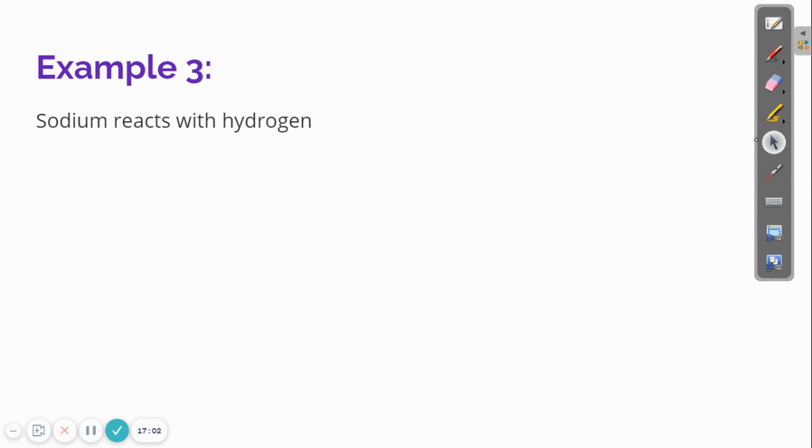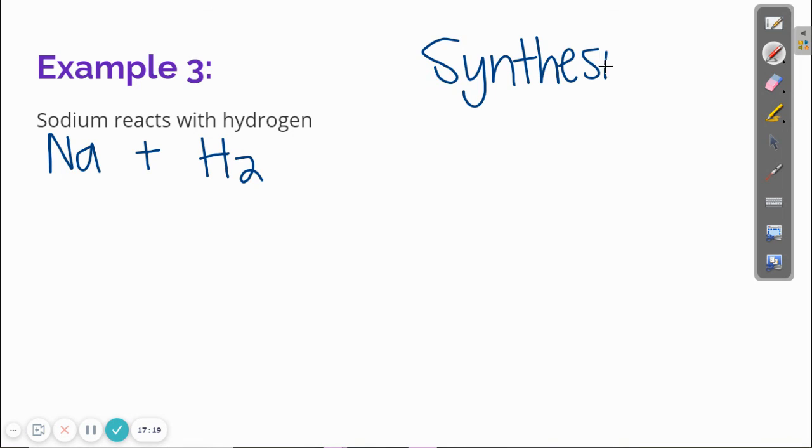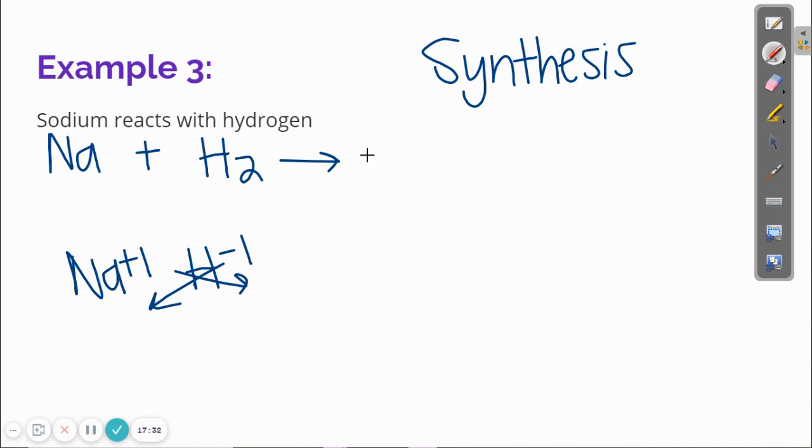All right, it's sodium reacts with hydrogen. So sodium is just Na. It's not a diatomic, so I'm just writing itself. Reacts with hydrogen. Hydrogen is a diatomic, so it's H2. I have two reactants, two elements. So what I have here is a synthesis reaction. So in a synthesis reaction, I have two elements. I'm going to come up with one product. So Na is my metal, hydrogen is my non-metal. So I end up with NaH.